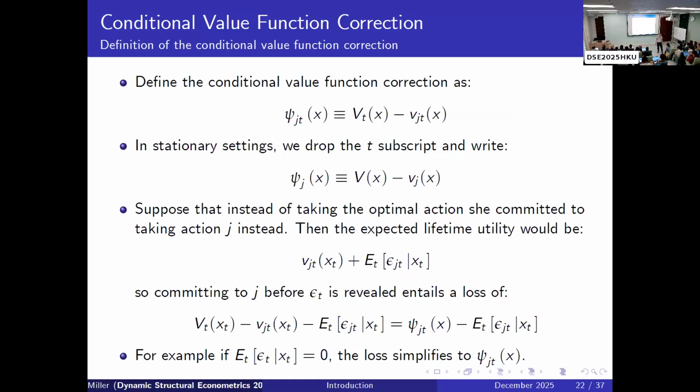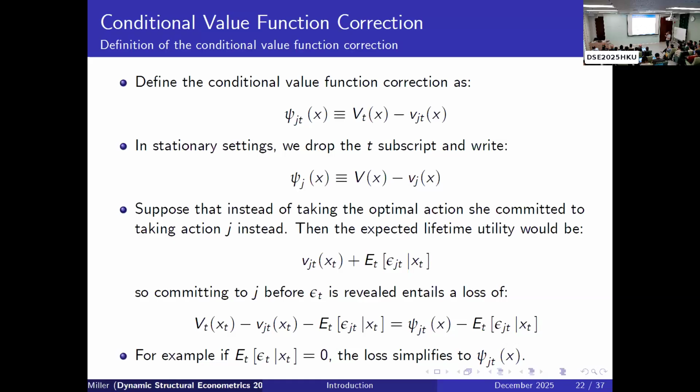Let's move to the first set. I want to define the conditional value function correction as the social surplus function minus the conditional value function. This turns out to be kind of important in coming up with both the representation and also the identification arguments. So it's an object that just turns out to be useful, okay? Here's our social surplus function. Here's our conditional value function. And of course, in stationary settings, we could do that.